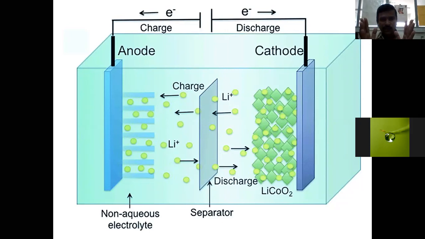Therefore, during the charging, Li plus is going to become chargeless, which is in contact with the non-aqueous electrolyte. During the discharging process, the chargeless lithium is going to be converted into charged lithium. Therefore, the charging and discharging takes place. So here, the spontaneity is okay. The chemical energy has been converted into electrical energy.